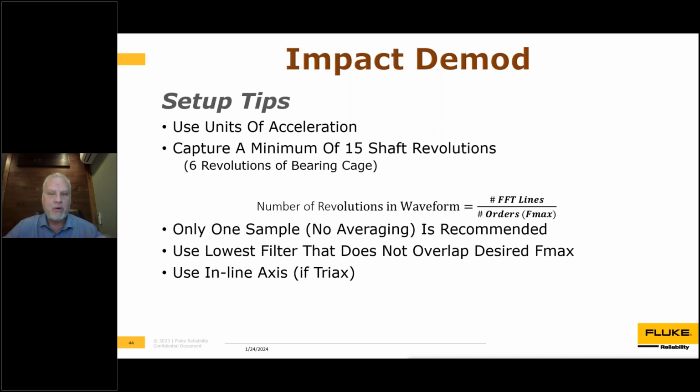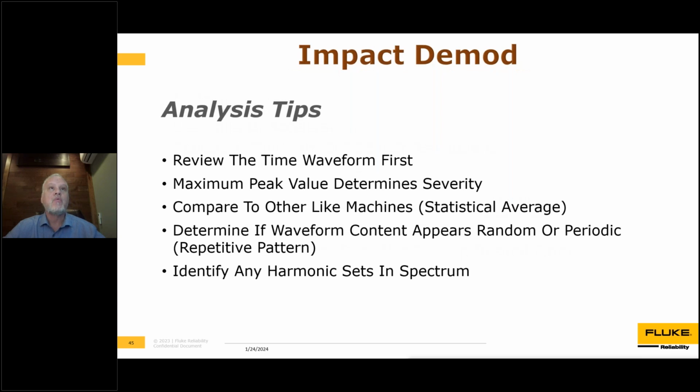The number of revolutions in a waveform, this calculation is available. It's pretty simple. The other thing is we only do one sample. But really, the sample we need is the time data, not the spectrum, so we don't do an average spectrum. We do one average, or no averaging here. We use the lowest filter setting. I mentioned the filter settings. We try not to overlap the desired Fmax with our filter setting, and we use the inline axis. Again, we're a company that does primarily triaxial data collection, so we always stay in line with that blocking system and only track that inline. We could get a little bit more into that if we had more time, but we're tight here.